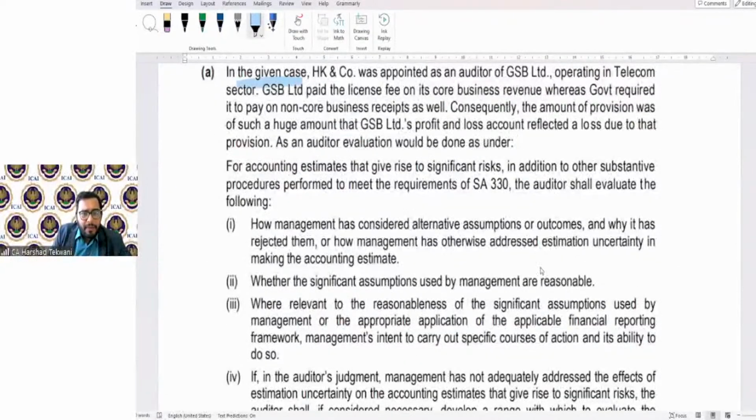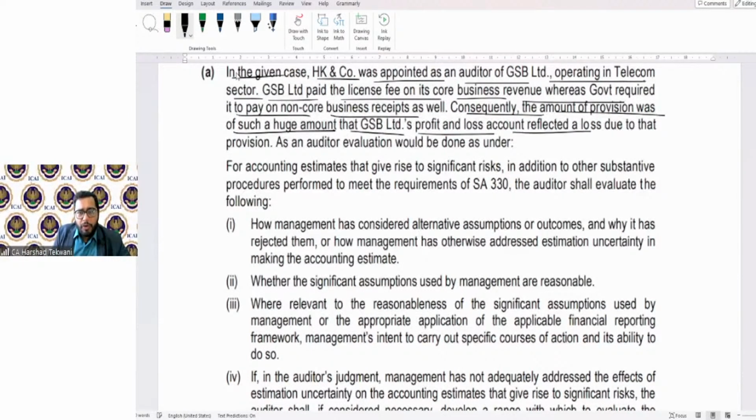In the given case, HK and Company was appointed auditor of GSB Limited operating in the telecom sector. GSB paid a license fee on core business revenue, whereas the government required it to pay on non-core business receipts as well. Consequently, the amount of provision was such a huge amount that GSB's profit and loss account reflected a loss due to that provision. As an auditor, evaluation would be done as under. For an accounting estimate where there lies a significant risk, in addition to other substantive procedures performed to meet the requirement of SA 330, the auditor shall evaluate the following.